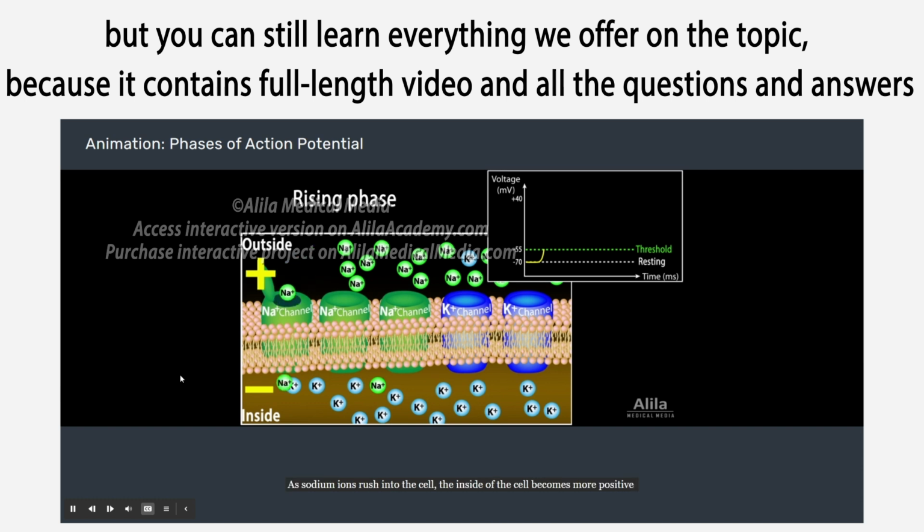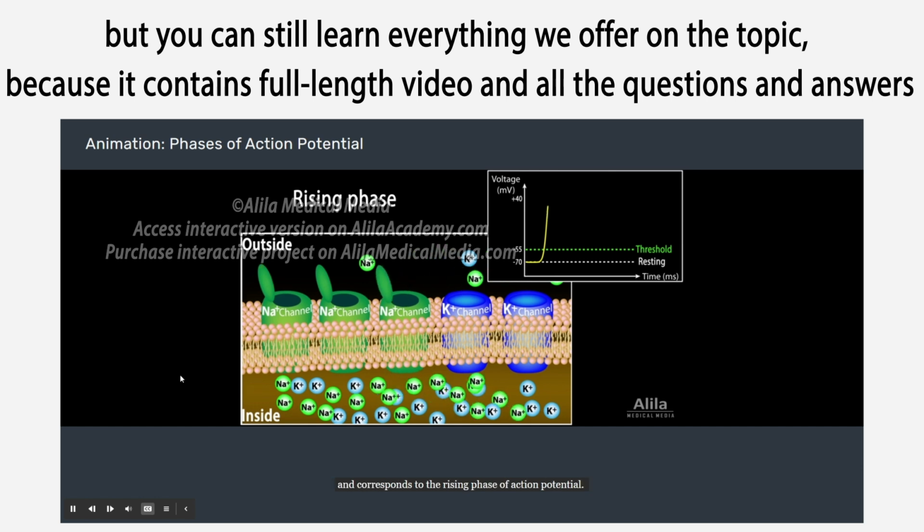As sodium ions rush into the cell, the inside of the cell becomes more positive, and this further depolarizes the cell membrane. The increasing voltage in turn causes even more sodium channels to open. This positive feedback continues until all sodium channels are open, and corresponds to the rising phase of action potential. Note that the polarity across the cell membrane is now reversed.